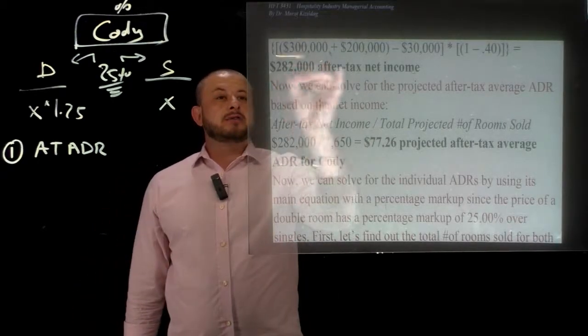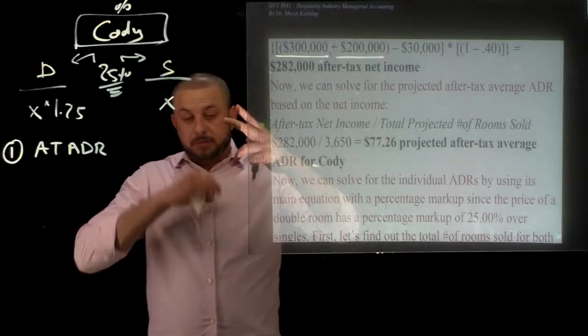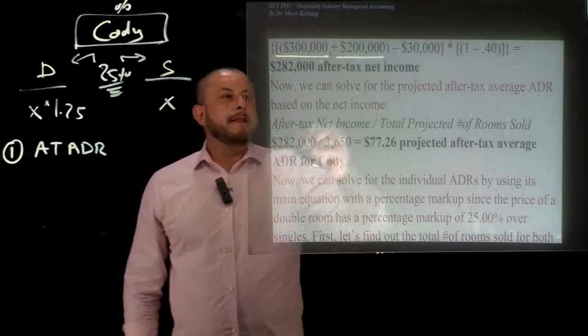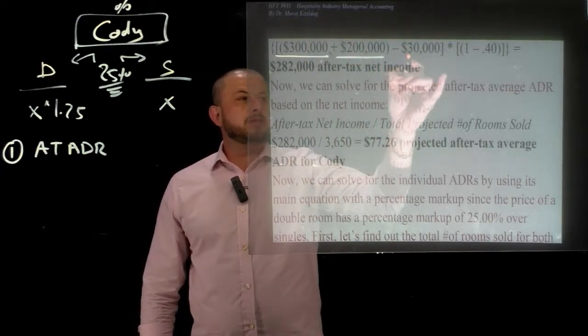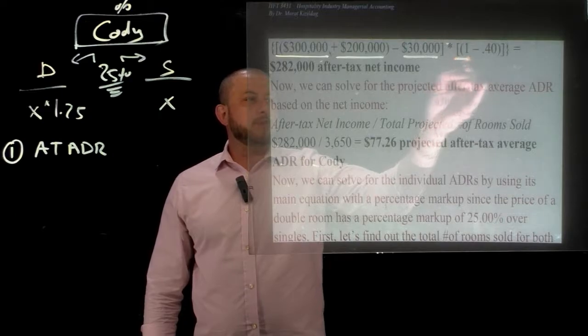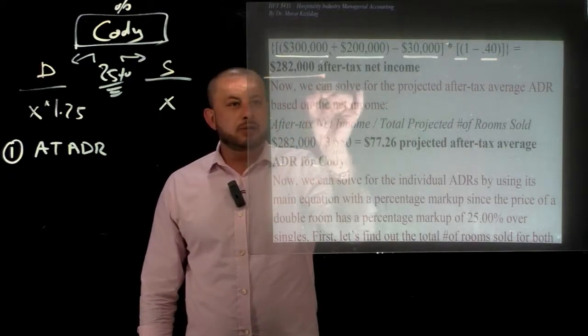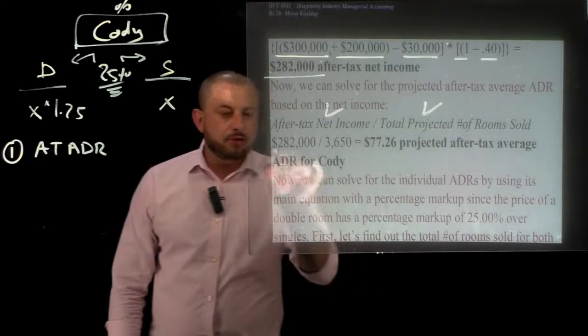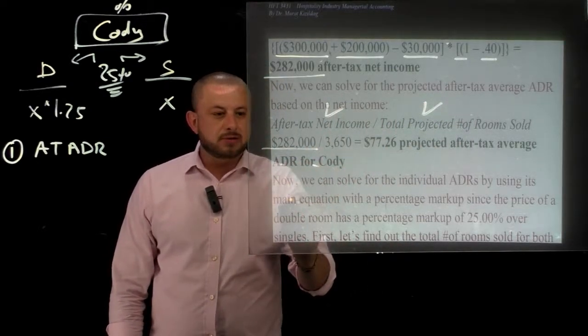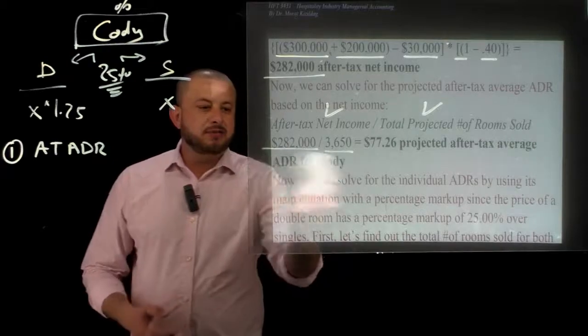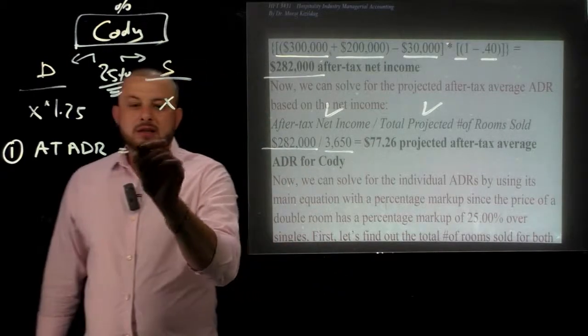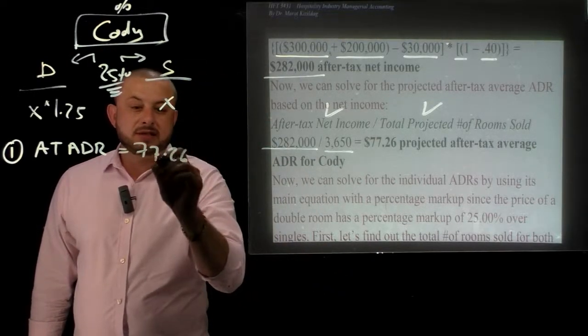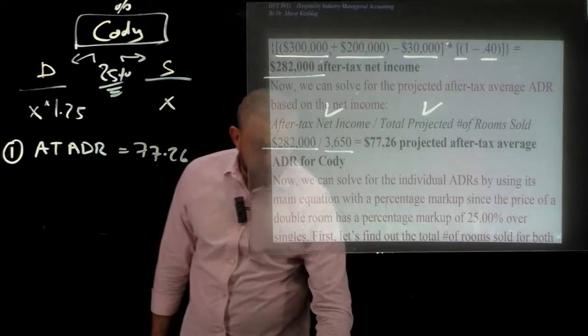So $300,000 plus $200,000. I have 2 departments only. Let's assume that. This is my total revenues minus total expenses multiplied by 1 minus tax rate, and it is going to give me $282,000 after-tax net income. So I got this guy and this guy. Therefore, $282,000 over 3,650 is going to give me the $77.26 as the after-tax average ADR.